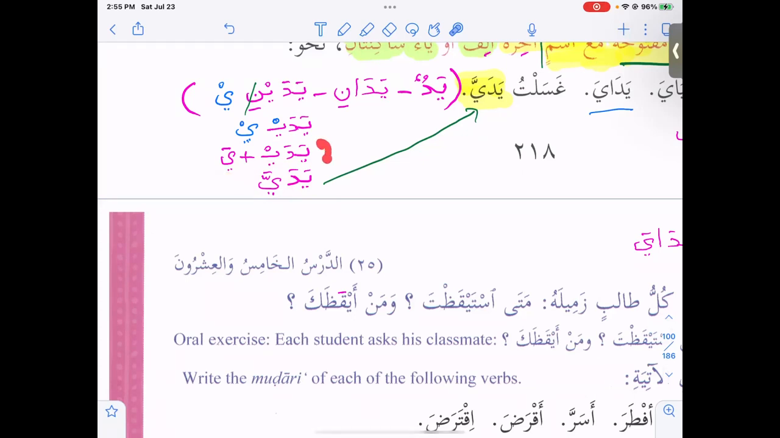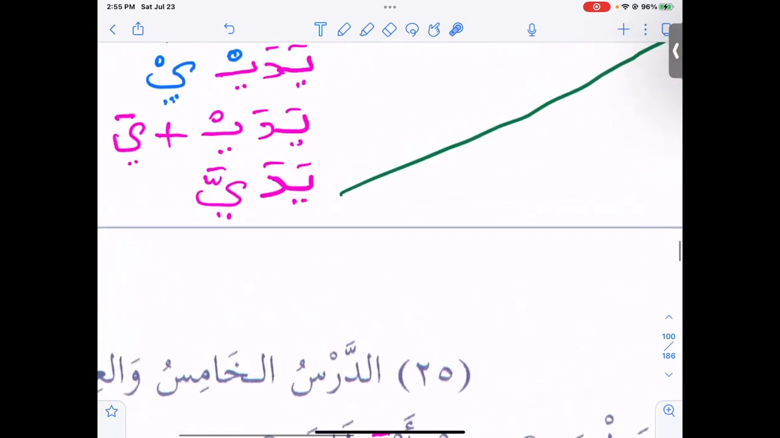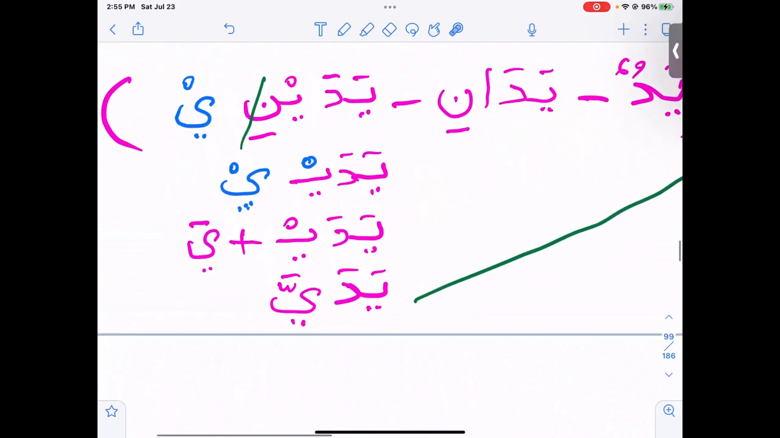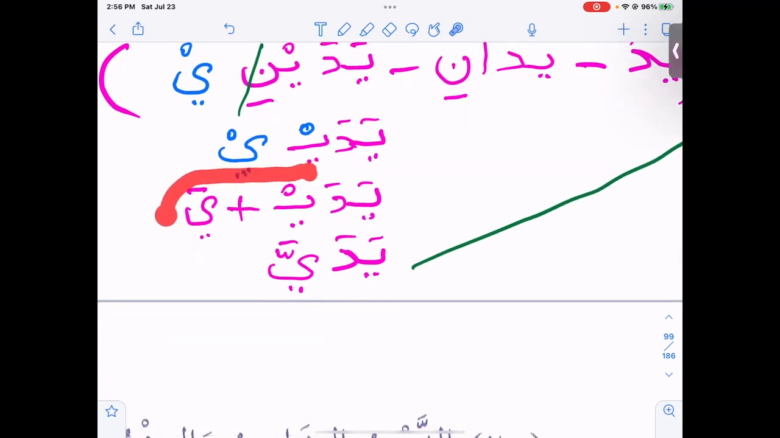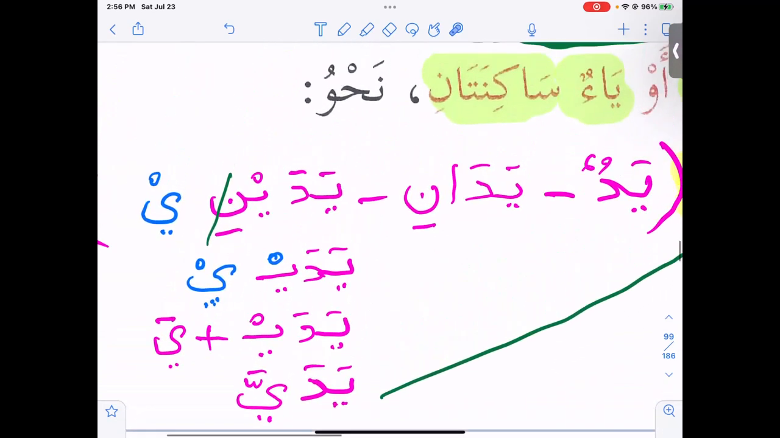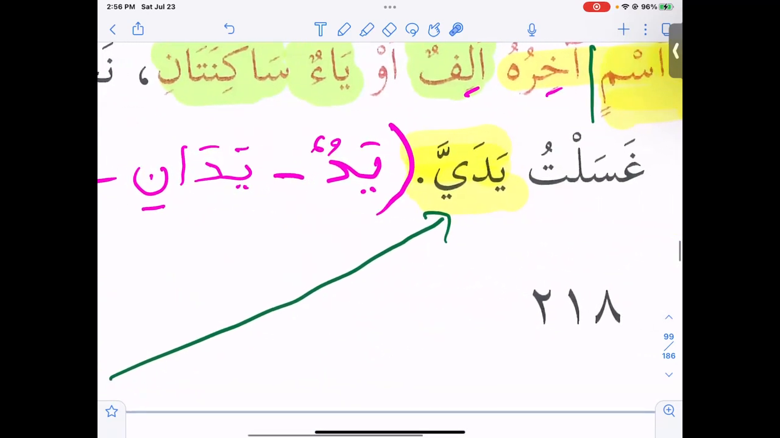If you break it down, this is the picture. Yadayya, okay. Yadani, yadaini, and then ya added with it, which makes it into yadai, two sukuns, sukun here, sukun here. Then we give fatha to eliminate iltikau sakinaini, and then we join them together. So then it becomes yadaiya. Yeah, that is right now. I got it.